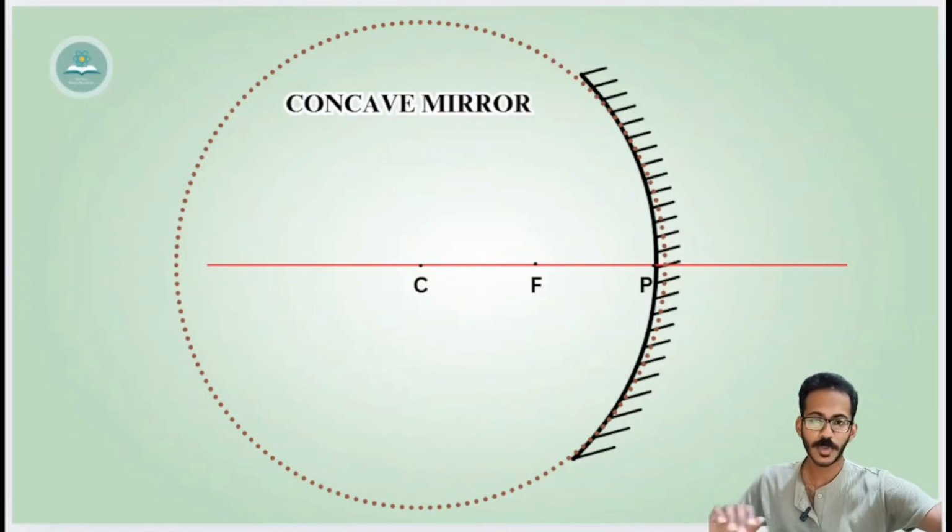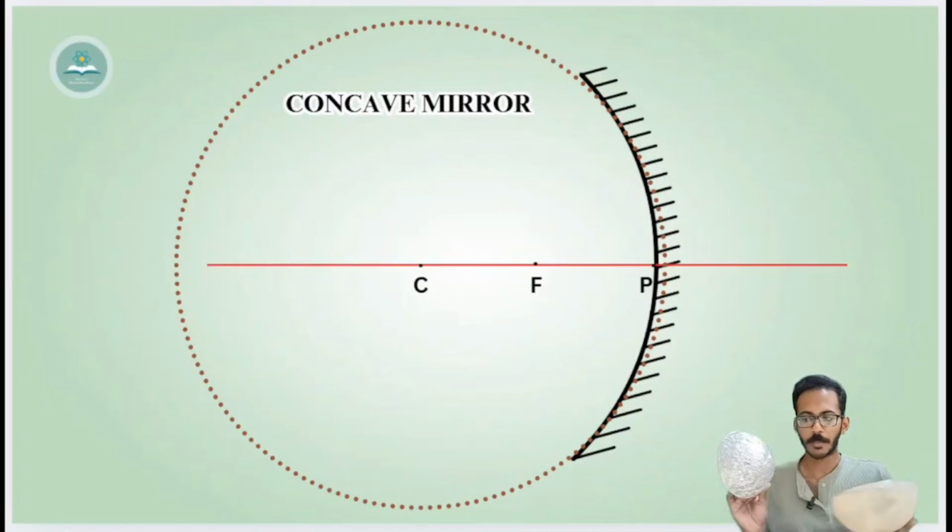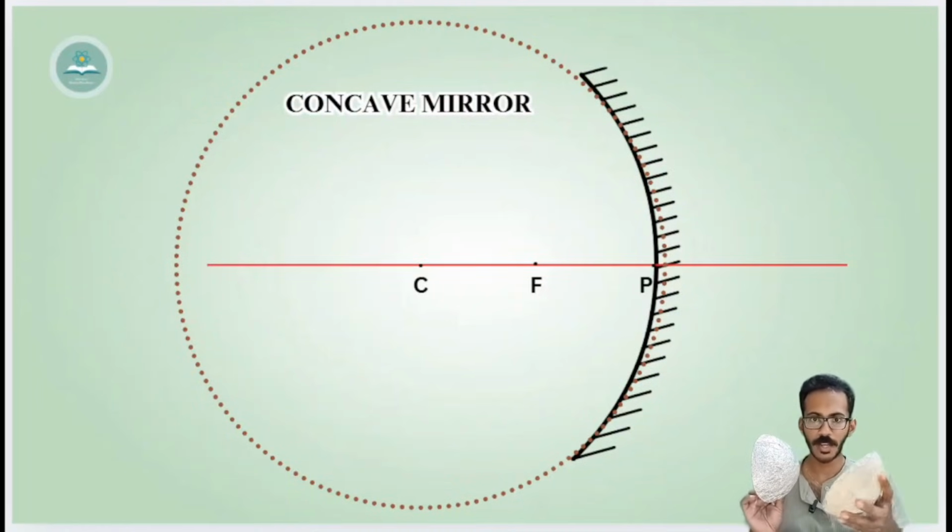Now I have one more mirror here. This one's reflecting surface is curved outwards. So this is called a convex mirror. You can see that the rough surface is curved inwards and the smooth surface is curved outwards. Now we'll just compare both. In the case of the concave mirror, the reflecting surface is curved inwards. We call it a concave mirror. In the convex mirror, the reflecting surface is curved outwards. We call it a convex mirror.